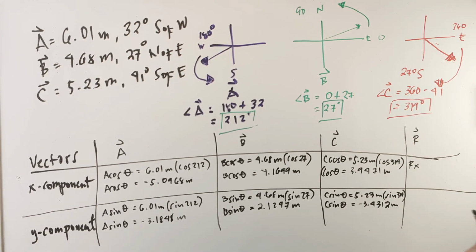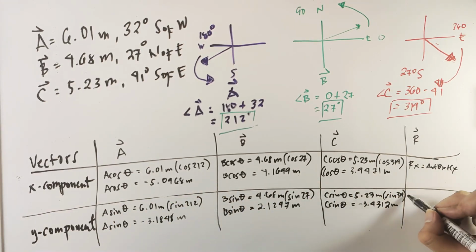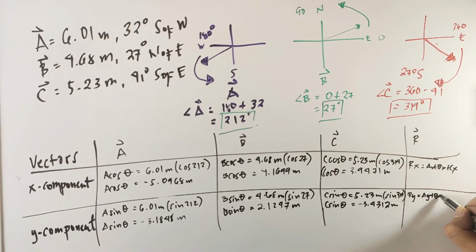Okay, so for R sub X, you're just going to add A sub X plus B sub X plus C sub X, which means the sum of these three. Then for R sub Y, you're just going to have A sub Y plus B sub Y plus C sub Y. Okay, so let's do that.